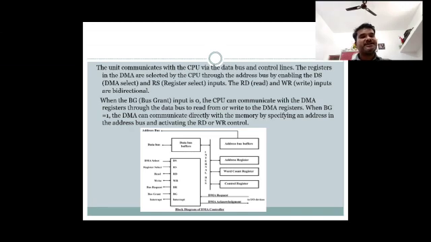When the bus grant input is 0, the CPU can communicate with the DMA register through the data bus to read from or write to the DMA register. When BG equals 0, the DMA can communicate directly with the memory by specifying an address in the address bus and activating the RD or WR control. RD means read line and WR means write line controls. Okay, you can see the block diagram of DMA control.